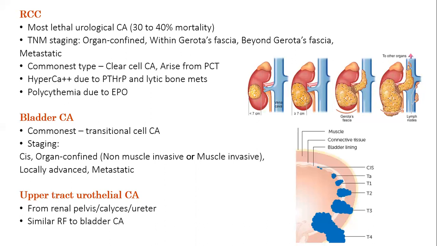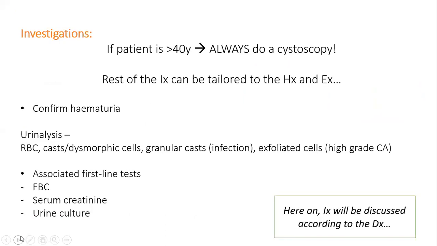And upper tract ureteric not really important. Okay, then let's go on to the investigation. So investigations, I'll first talk about the investigation general to any hematuria. Then later on, I will go on to renal cell carcinoma and bladder CA specifically, because actually it gets not complicated, but then it gets a bit confusing if I tell everything at once. So I'll first do it like this.